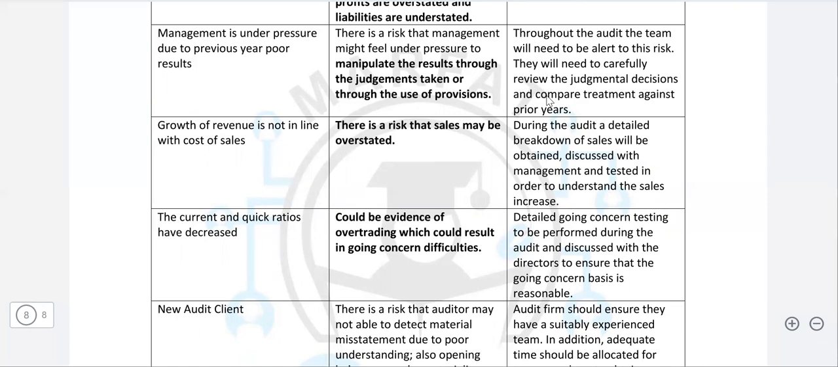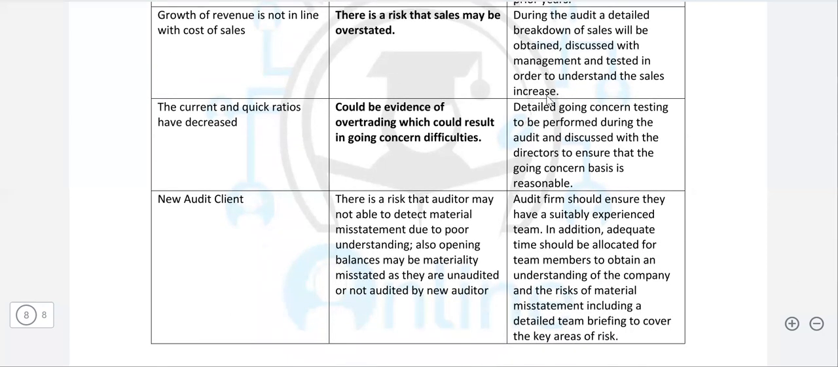If they are not increasing in line with their relevant item, then that means they may have overstated the sales, understated the depreciation charge, understated the finance cost, like that. The current and quick ratio is again related to going concern difficulties. And then we have, last but not least, because there are so many other risks which you will be facing within your exam question, I'll give you 4 to 5 more examples of it, which are not in this table.